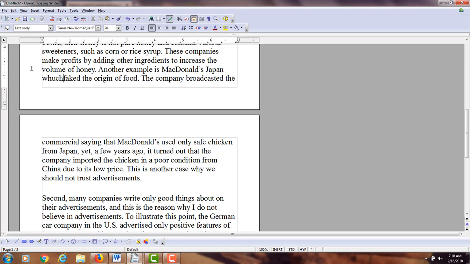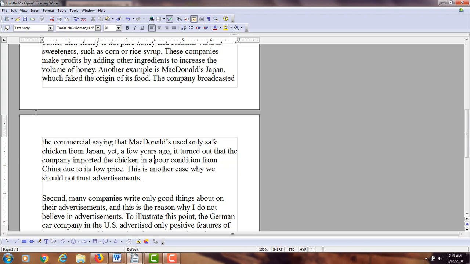You can say here, which faked. That is a language use problem. So is McDonald's Japan, which faked the origin of its food. The company broadcasted the commercial saying that McDonald's used only safe chicken from Japan, yet a few years ago it turned out that the company imported the chicken in a poor condition from China due to its low price. This is another case why we should not trust advertisements.